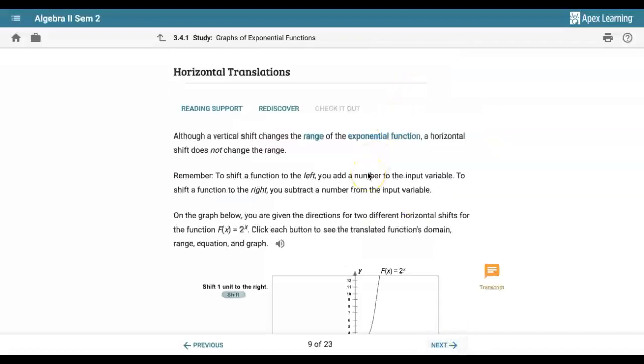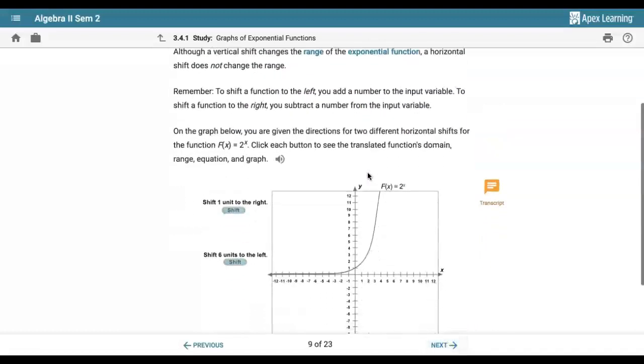When we look at our horizontal translations, moving left and right, again, it's going to be the same thing, but now we have to subtract or add to our x values.